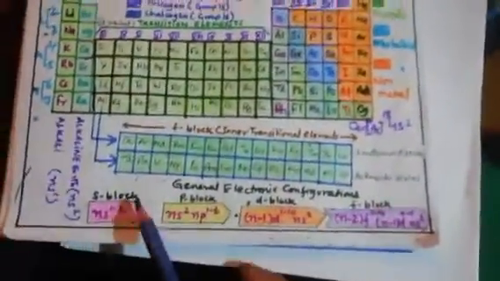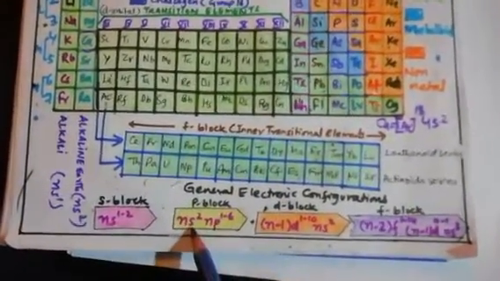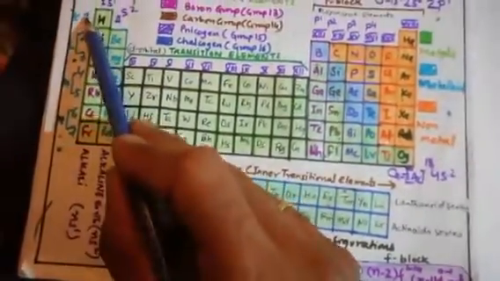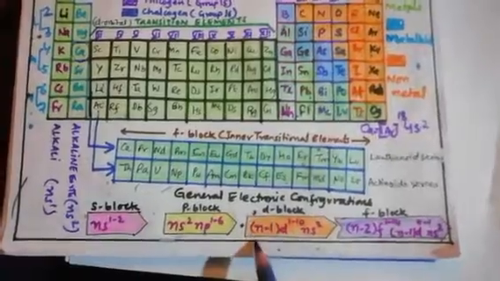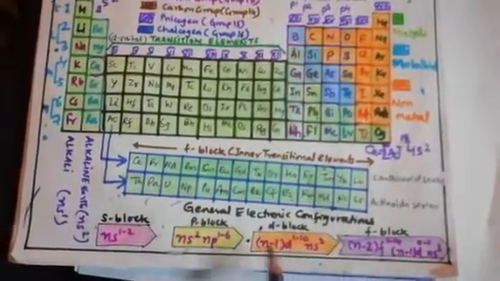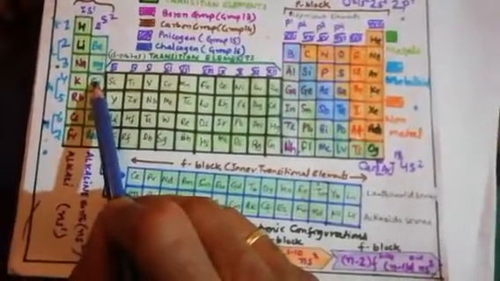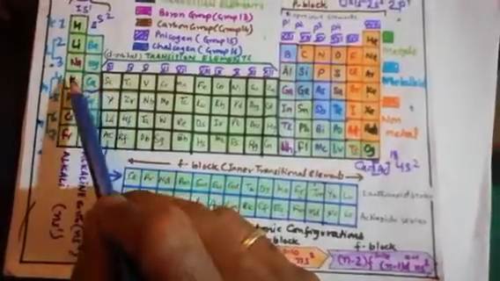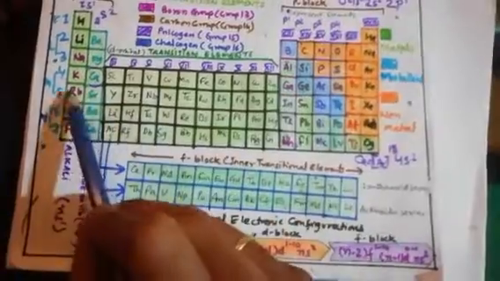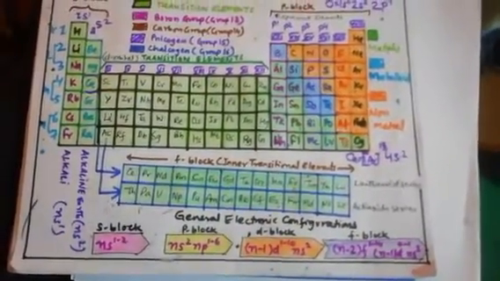Okay, so the general configuration of the S block is ns1-2, and the P block is first ns2, then np1-6, where n is the number. D block is (n-1)d1-10 ns2. The reason for n-1 is that, in front of 4s, suppose this is 4s2 we have written, if we write scandium, we need to write 4-1, 3d. This line is of 3d, this line is of 4d, as there is 5, so it means (n-1)d1-10 and ns2.